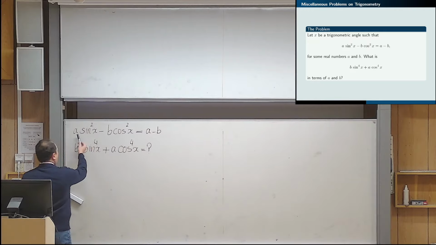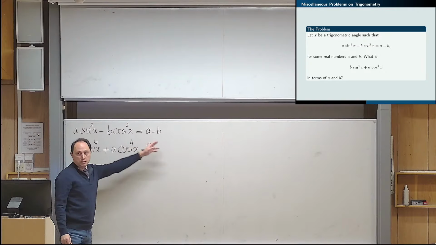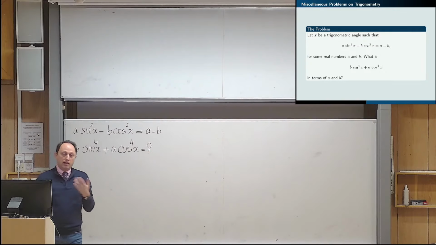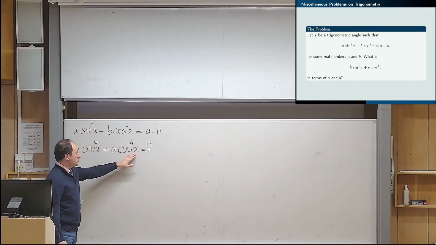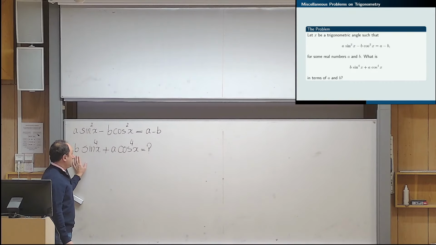So, I know that a sine x squared minus b cosine x squared is a minus b for some values a, b, and x. We want to find an expression for this question mark in terms of only a and b. In other words, I want to get rid of the x variable in this question mark. Okay, so what can I do?